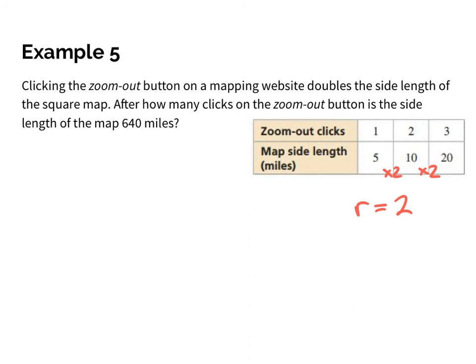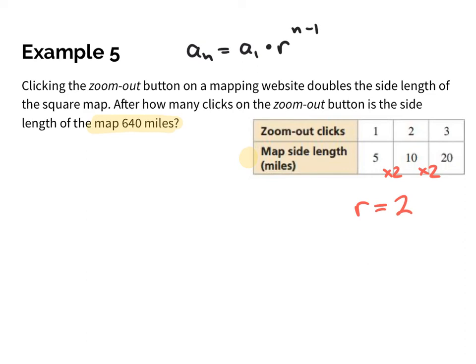So I want to know after how many clicks the side length of my map would be 640 miles. Okay, so that means here I would get 640. What I'm going to do is use my equation for a geometric sequence, the same thing we just talked about: a sub n equals a sub 1 times r to the n minus 1. That is my equation for any geometric sequence.